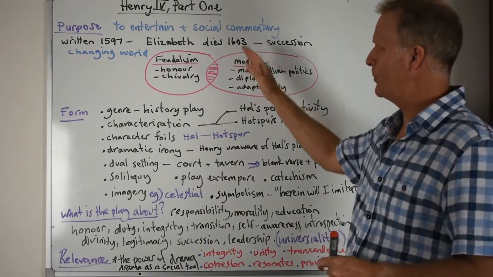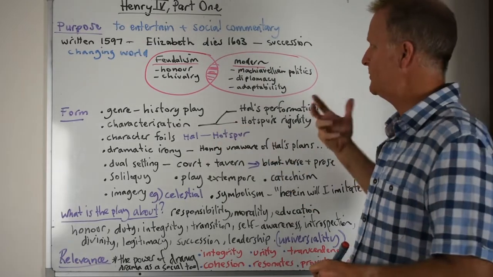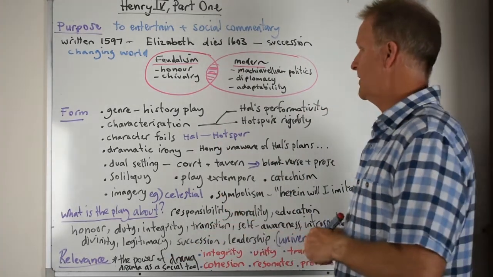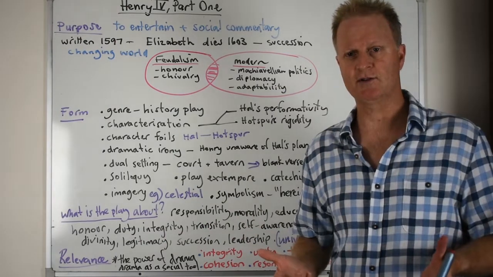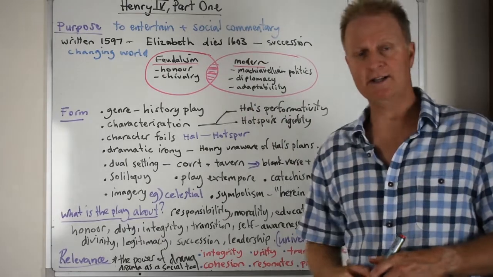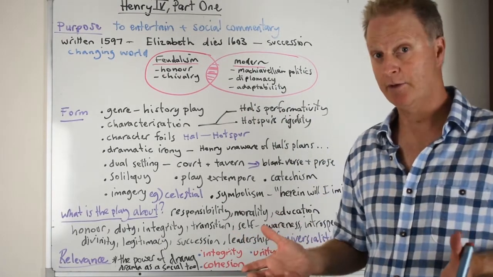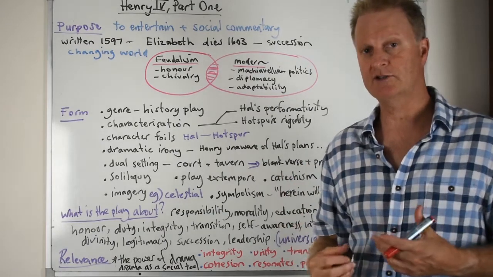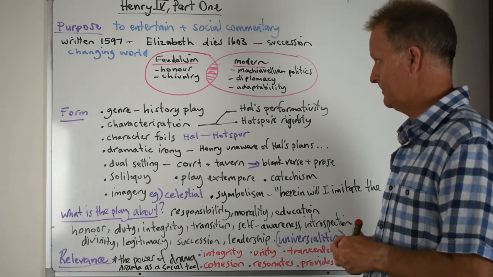So if we look at the purpose of the play, we need to be able to see that obviously as a work of drama it is to entertain. That's the primary purpose, but it also serves as a social commentary. You know, the play was written in 1597, near the end of Elizabeth's reign. She dies in 1603, so obviously there are a lot of concerns in society about succession.